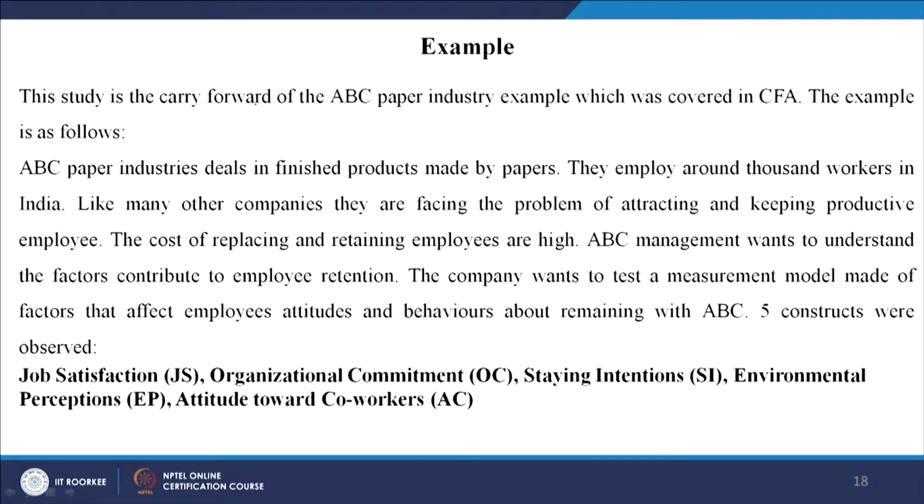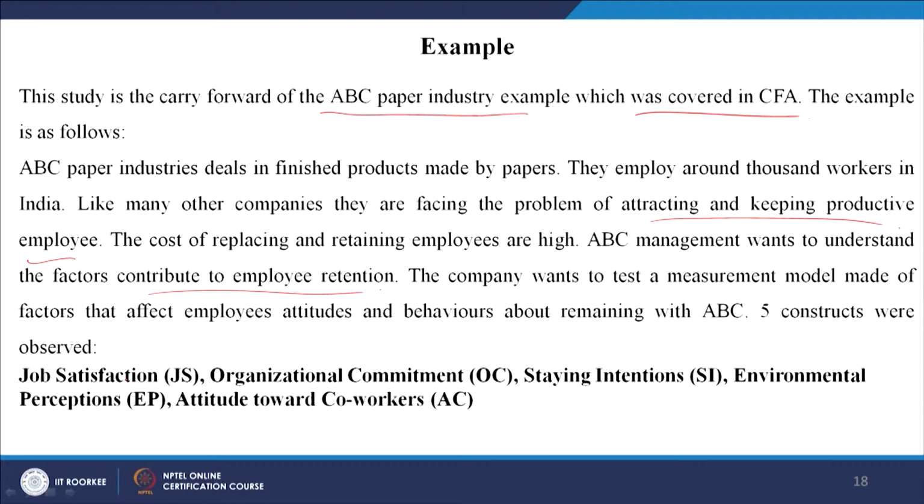This study is the same example that we had done in the last lecture. So, we had covered this in CFA. The example is as follows: ABC industry deals in finished products made from paper. They employ 1000 workers, and there is a problem of attracting and keeping productive employees. The cost of replacing and retaining employees is high. ABC management wants to understand the factors that contribute to employee retention. The company wants to test a measurement model that affects employee attitude and behavior about remaining with ABC, and it found that there are 5 different constructs. So, this was the same case that you had done in the last lecture.